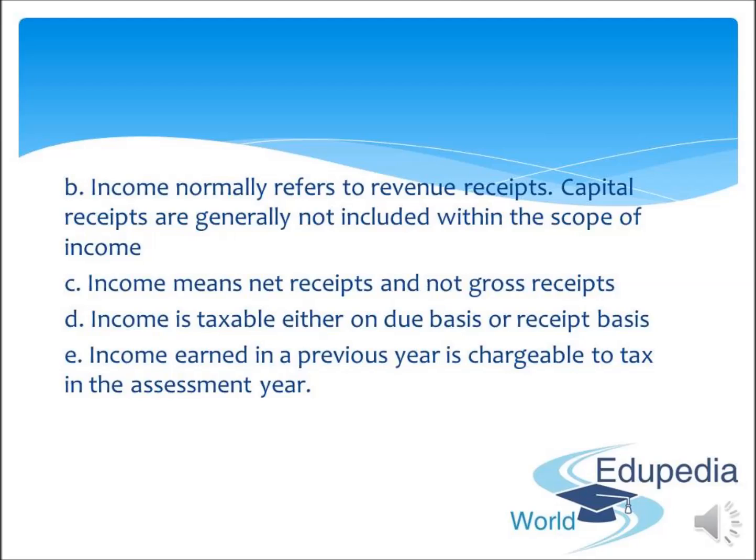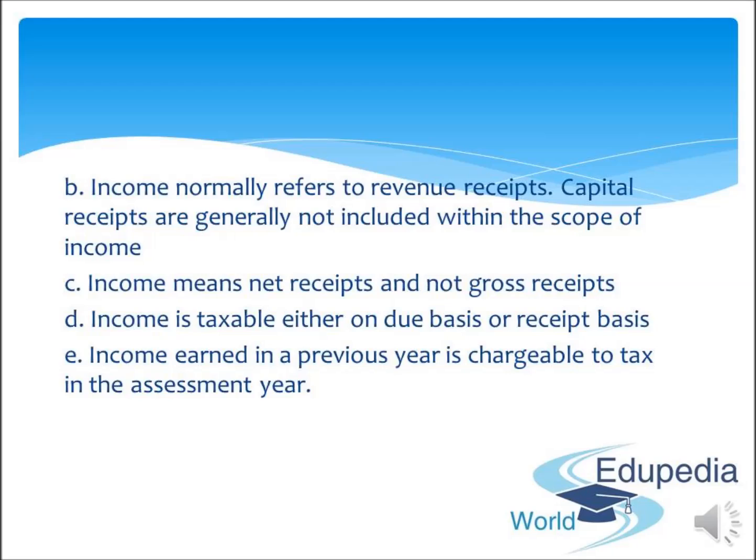Third, income means net receipts and not gross receipts, meaning that if I am earning something, that will be taxed only after deducting the expenditure which I have incurred in earning those receipts. So net receipts come after deducting the expenses incurred in earning those receipts. So income will form part only of the net receipts and not the gross receipts.